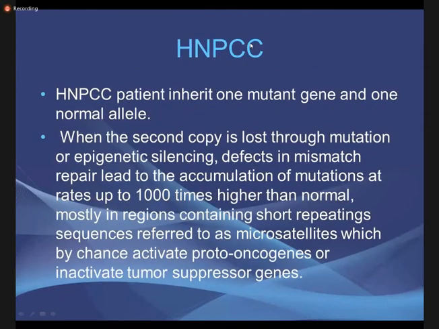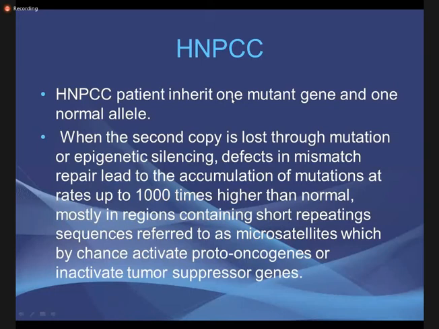These patients with hereditary non-polyposis colon cancer inherit one mutant gene and one normal allele from their parents. But when the second copy is lost, either through mutation or through epigenetic silencing, defects in mismatch repair lead to the accumulation of mutations at rates up to 1,000 times higher than normal. These will be mostly in the regions of short repeating sequences referred to as microsatellites, which by chance activate proto-oncogenes or inactivate tumor suppressor genes. So this is hereditary non-polyposis colon cancer syndrome.